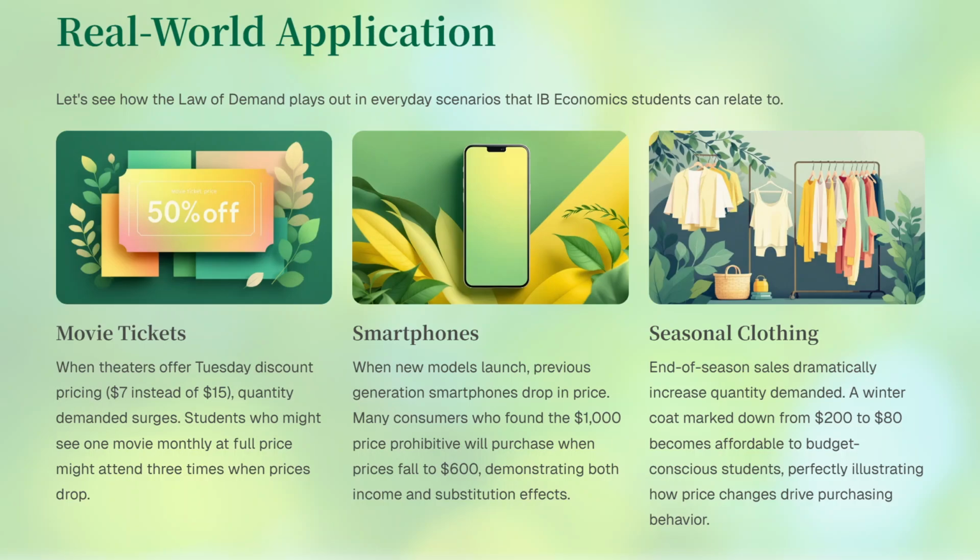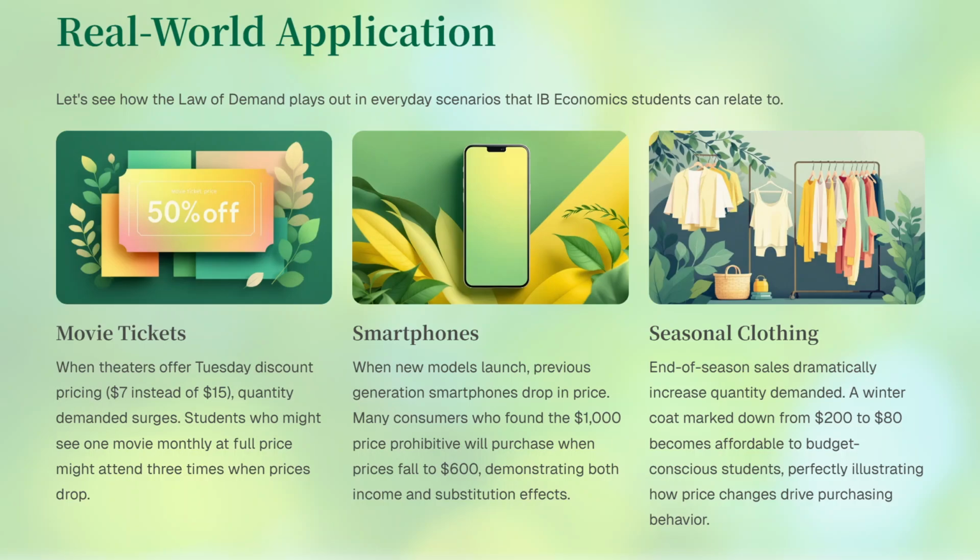Let's see some real-world applications that IB Economics students can relate to. Movie tickets. When theaters offer Tuesday discount pricing, quantity demanded surges. Students who might see one movie monthly at full price might attend 3 times when prices drop. Smartphones. When new models launch, previous generation smartphones drop in price. Many consumers who found the $1,000 price prohibitive will purchase when prices fall to $600, demonstrating both income and substitution effects. Seasonal clothing. End-of-season sales dramatically increase quantity demanded. A winter coat marked down from $200 to $80 becomes affordable to budget-conscious students, perfectly illustrating how price changes drive purchasing behavior.